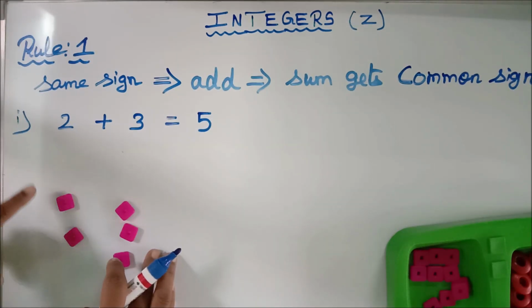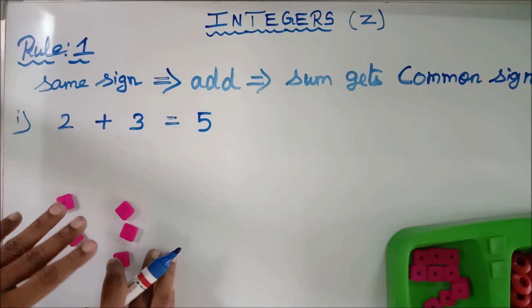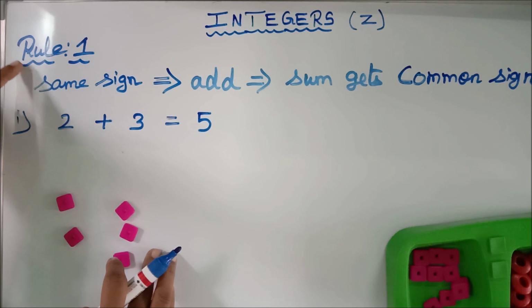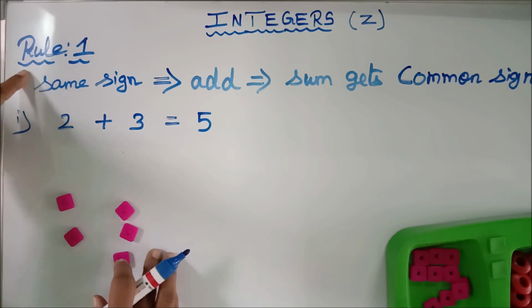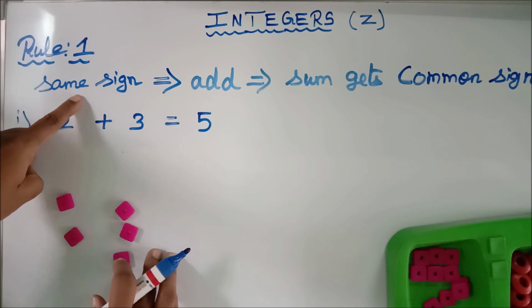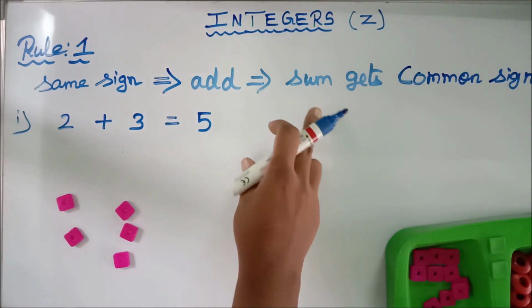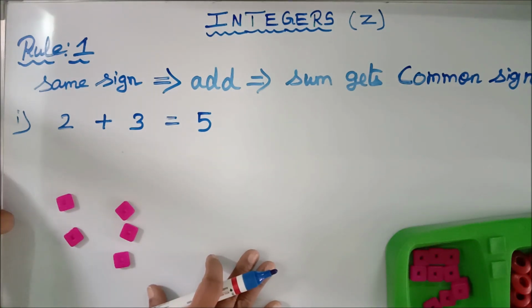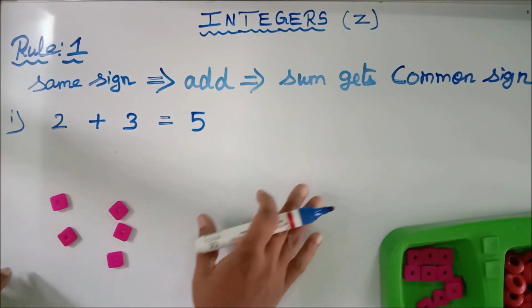Children, already we know rule 1 and rule 2 for the addition and subtraction of integers. Now we are going to do the activity for the concept of rule 1 for addition and subtraction of integers. What is rule 1? Same sign means you have to add and the sum gets the common sign.